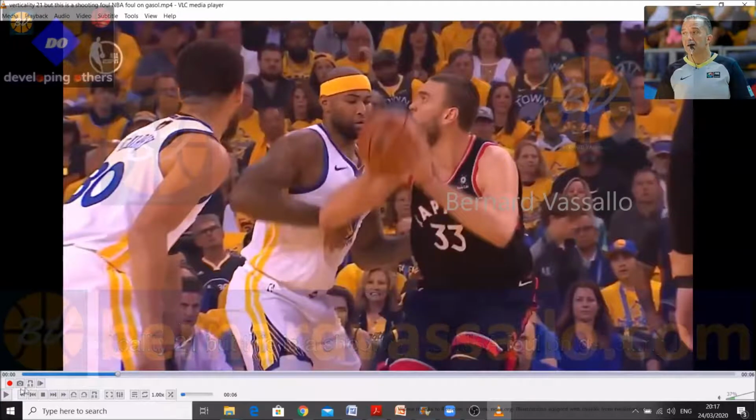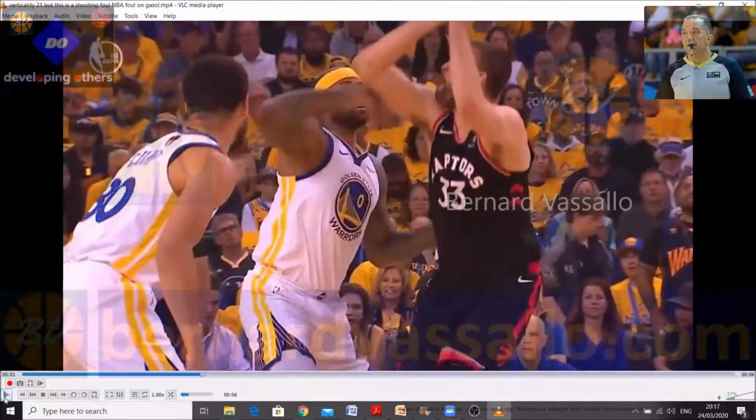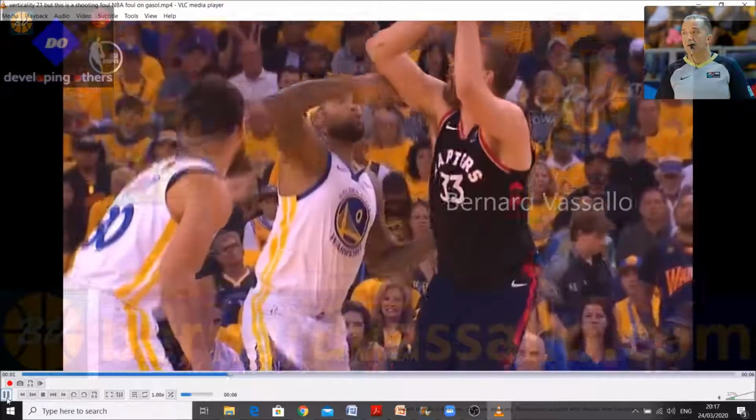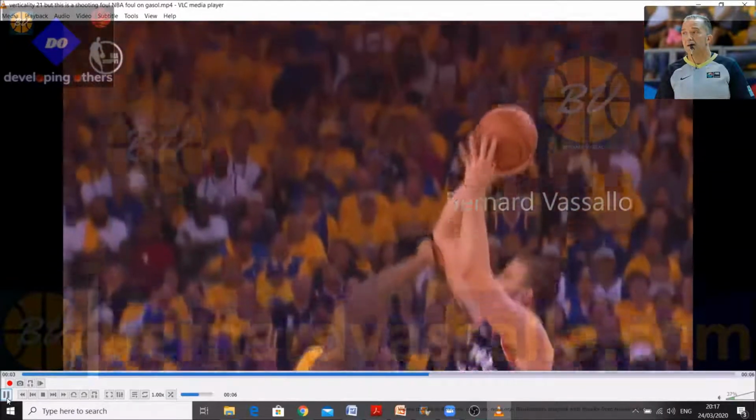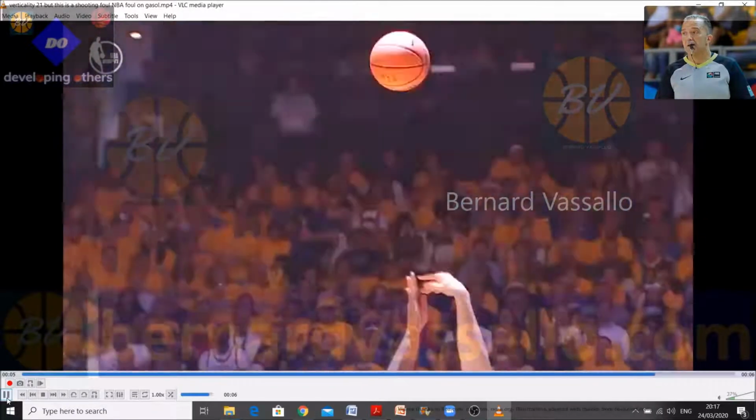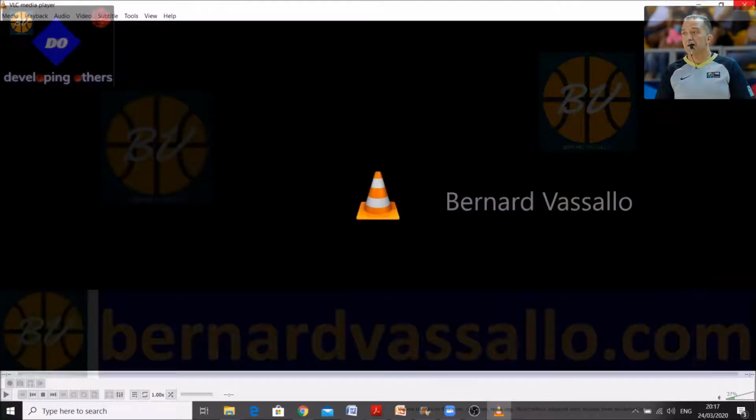Gasol going up for the basket. His elbow touched slightly by the defender, but that slight touch clearly affects the shot. That's the right call. You see the shot, which goes in short.